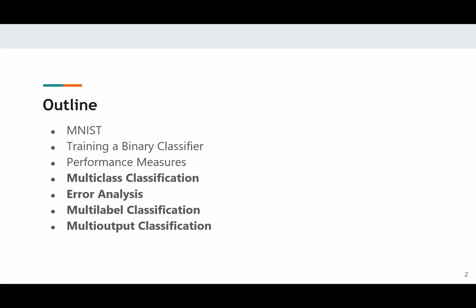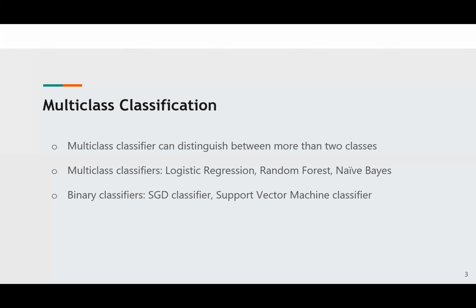We discussed error analysis. We also gave you some examples of multi-label classification as well as multi-output classification. What is multi-class classification? A multi-class classifier can distinguish between more than two classes. So it's not just two classes. Now we're talking about full-fledged multi-class classification. In the MNIST example, you have digits from 0 all the way through to 9.